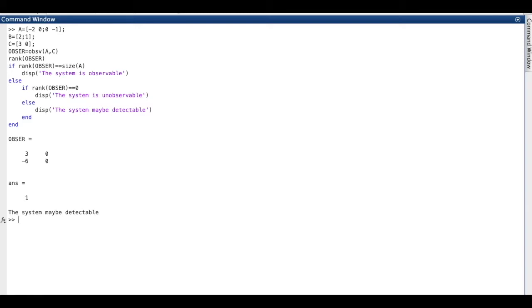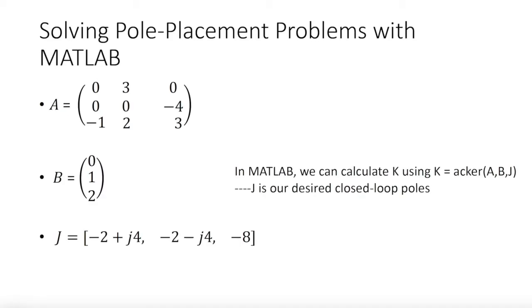Here we can see that since the rank of the observability matrix is less than 2, the observability matrix is not full rank and the system is not observable, but, same as the previous one, it can be detectable if the eigenvalues of the system that are not observable are stable.